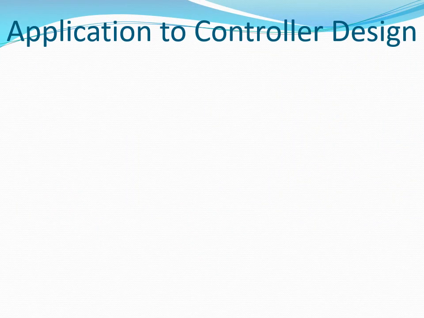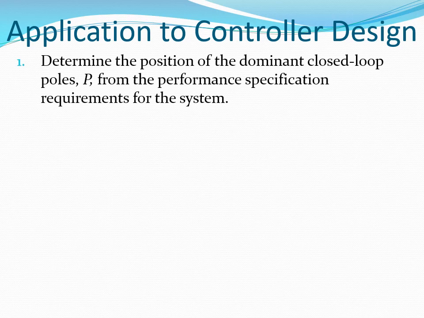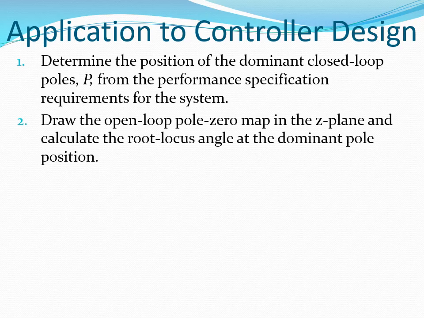We have already mentioned that the root locus is applied in the design of controllers. The steps that may be followed when using the root locus to design a controller are: 1. Determine the position of the dominant closed loop poles from the performance specification requirements for the system. 2. Draw the open loop pole zero map and calculate the root locus angle at the dominant pole position.